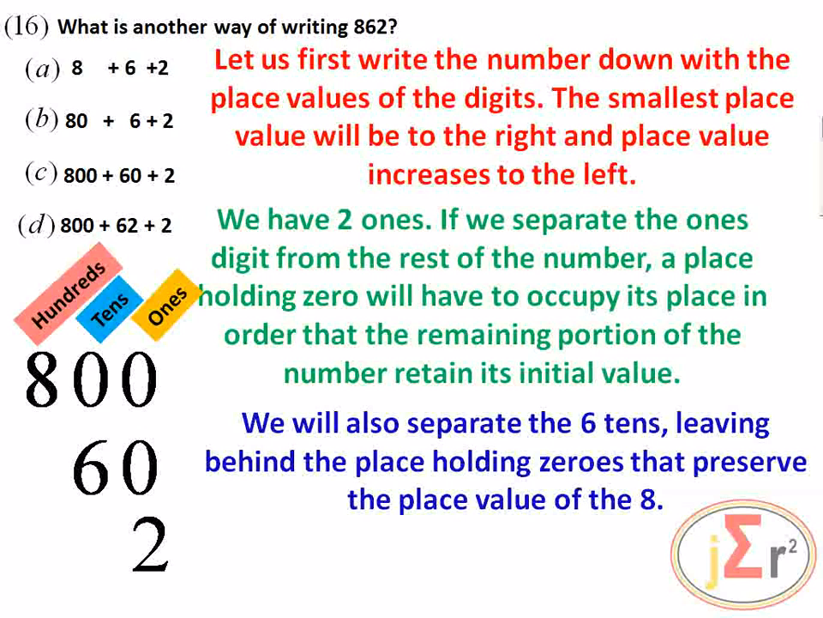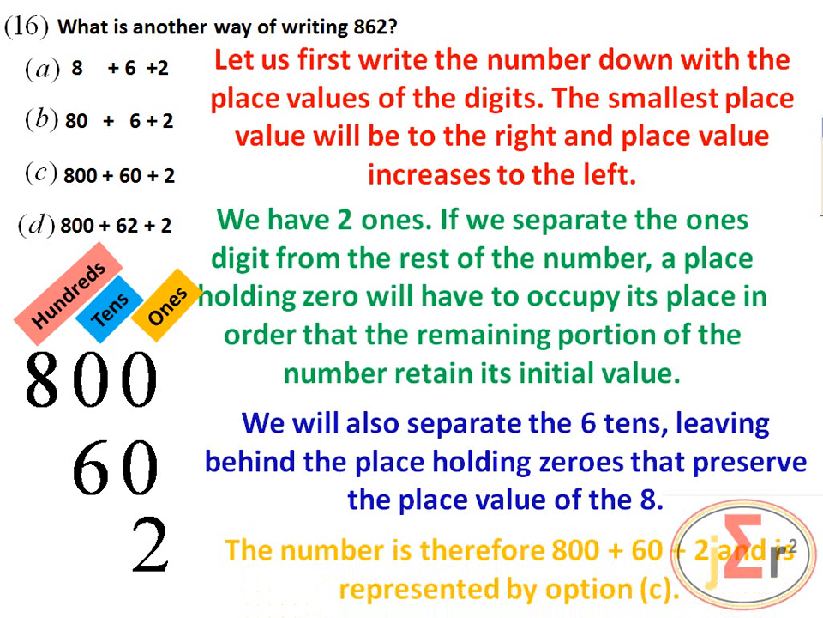Is it correct to have these place holding zeros? Yes, it's correct to have these place holding zeros. If we did not have the place holding zeros, then the result would be only 8, right? And it cannot be 8, so we have to ensure that those place holding zeros are there. The number is therefore 800 plus 60 plus 2, and it is represented by option C.